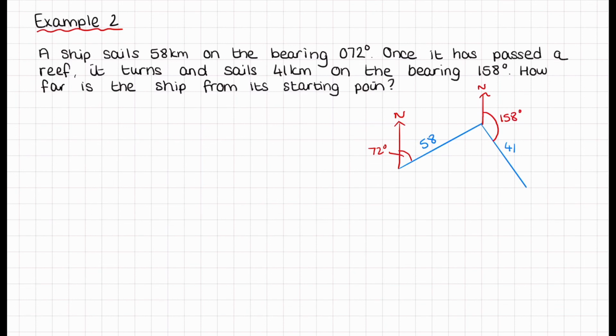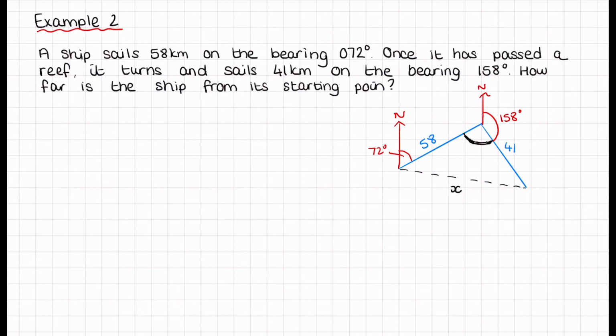Now we want how far the ship is from its starting point, so we want to know what this distance is here that I've dotted in black. So the first thing that we need to work out, to work out this side, we've got 2 sides. We're going to look at what angle we can find out, and we can actually find this angle in here, which means we can then use the cosine rule.